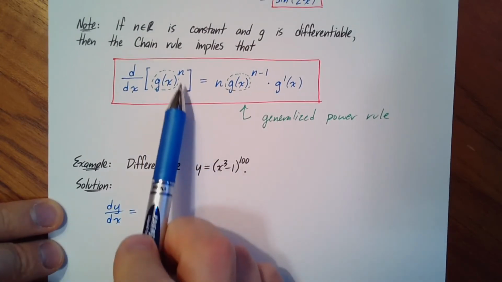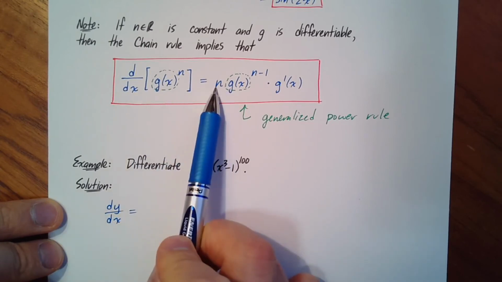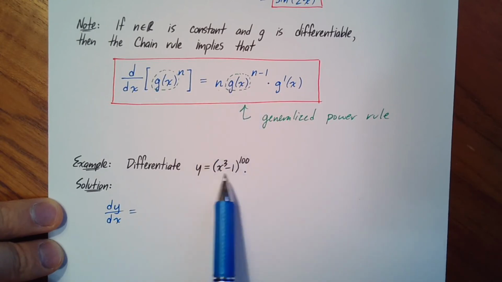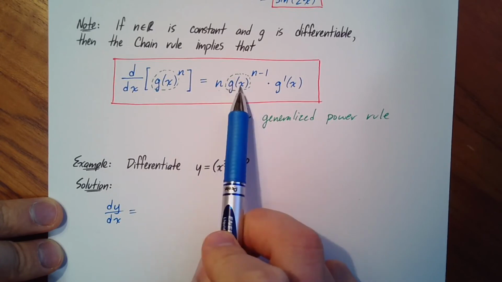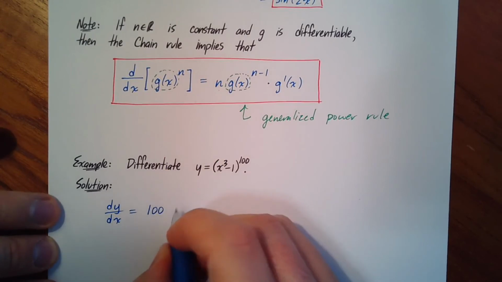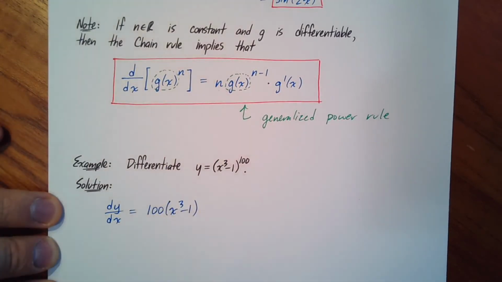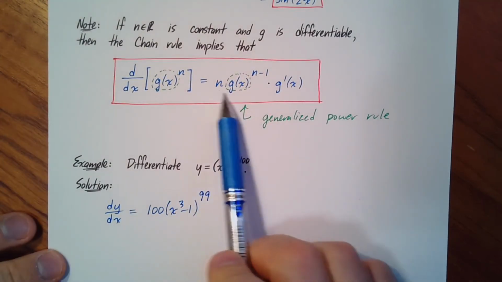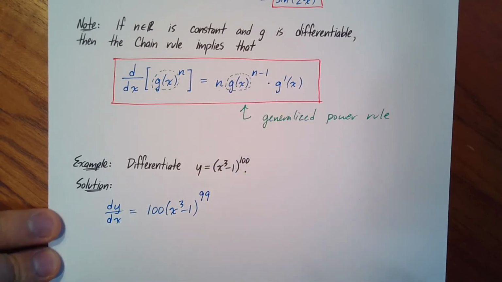So we've got our exponent of 100. We're going to bring that down in front like we have here. So we'll have 100 times x cubed minus 1, our inside function, because x cubed minus 1 is like the g of x here. So we're going to have 100 times x cubed minus 1 to the 100 minus 1. So we're going to start by going 100 times x cubed minus 1 to the power of 99. Right? That is just this piece right here. But then we have to multiply by the derivative of the inside function afterwards.